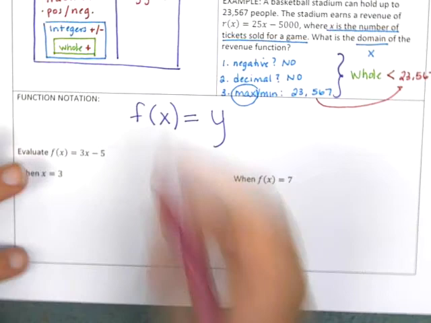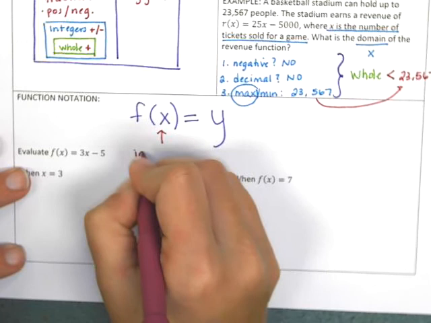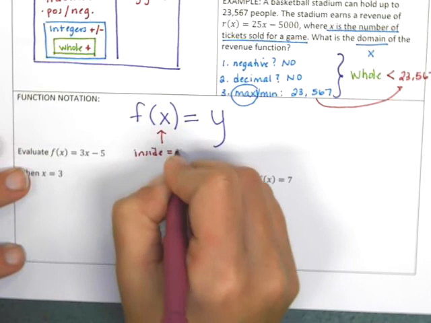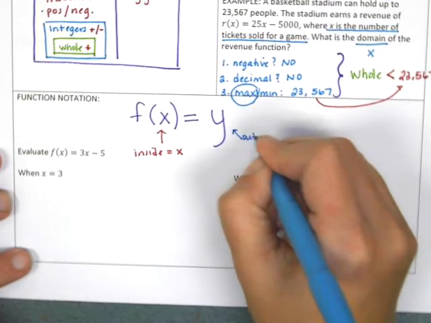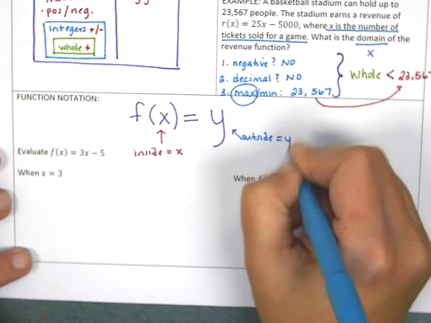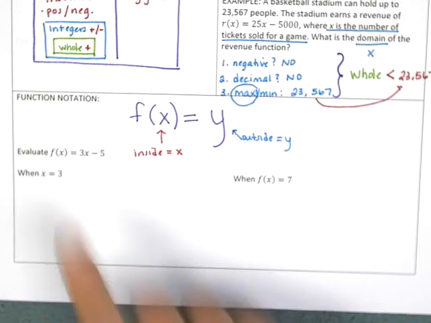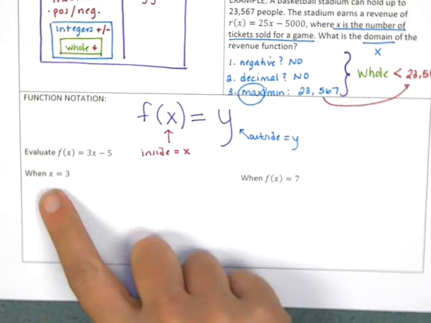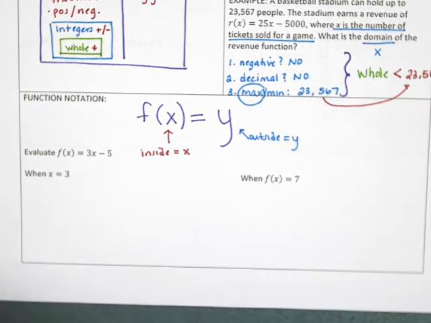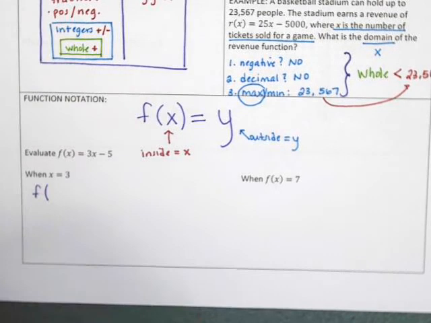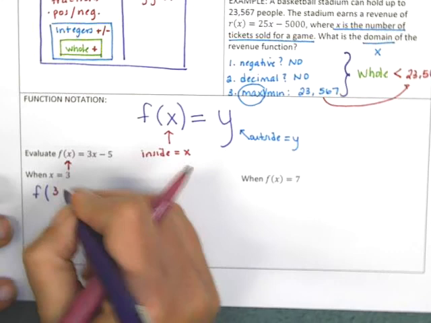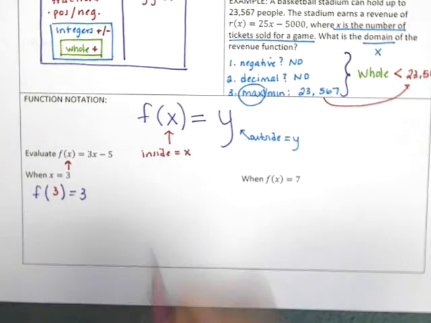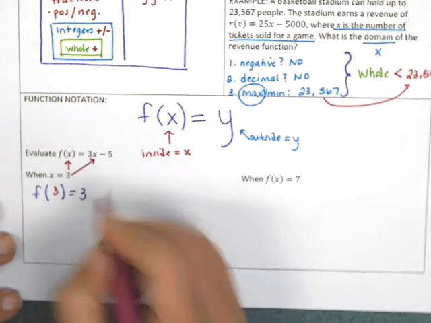In function notation, any numbers that are inside of the parentheses are always x values, and any numbers that are outside of the parentheses are always y values. So if I give you this function and I say figure out what happens when x is 3, then I would replace the number on the inside of the parentheses with a 3. So I plug the number 3 in for the x. I also plug the number 3 in for this x.